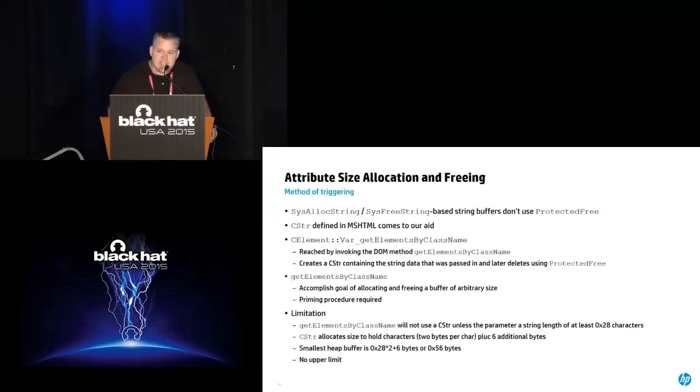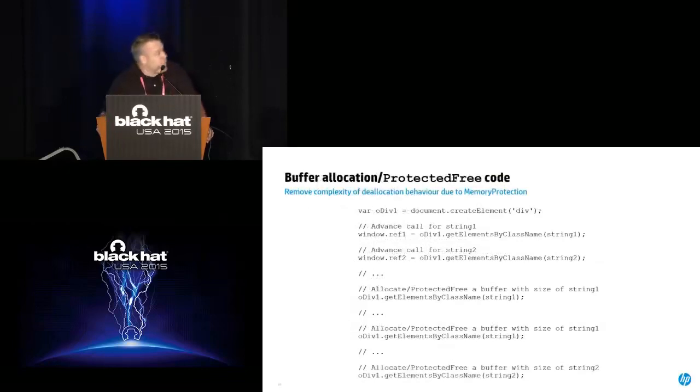And the way we get to cstir is we call get elements by class name. Get elements by class name has a side effect of both allocating a block and deallocating a block in the same code, in the same method. So it gives us an excellent opportunity to do some real surgical stuff with the wait list and deallocating blocks on the heap.